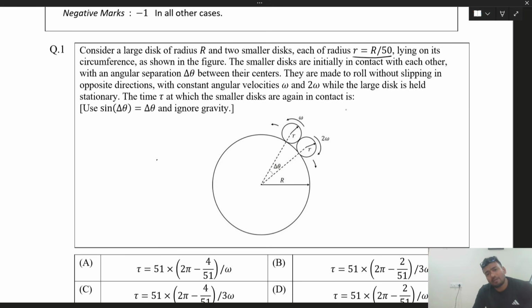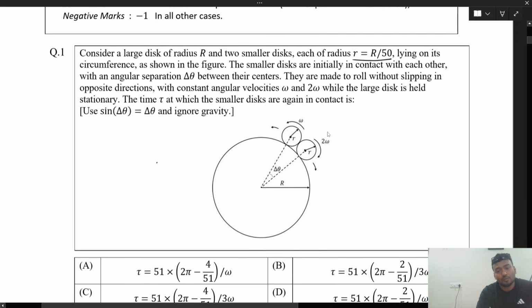Ignore gravity. This omega is going anti-clockwise, and with 2 omega it is going clockwise. After some time they'll meet again. Initially the separation between their centers is given in terms of delta theta. You have to find out after what time their centers are going to meet again.